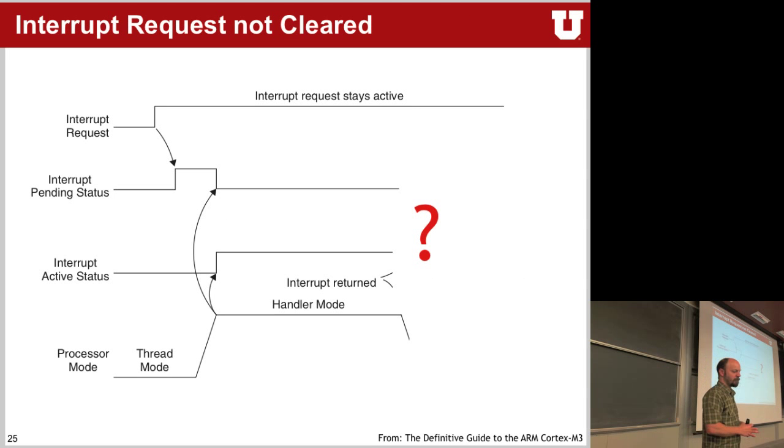Okay, little quiz. What happens in this particular case? What do you think will happen? An interrupt happens, the interrupt pending status bit will be set. We go into handler mode, clear the pending bit, but this is not being cleared yet. What happens if we execute the handler mode?